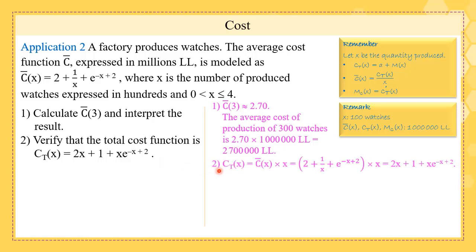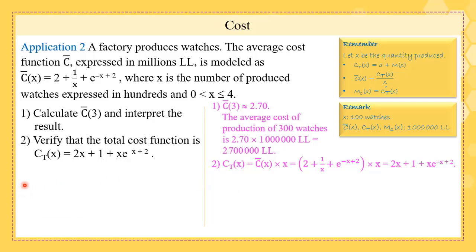In this part, we need to verify that Ct of x equals 2x plus 1 plus x e power minus x plus 2. We know that C bar of x equals Ct of x over x. Hence, Ct of x equals C bar of x multiplied by x, which is equal to (2 plus 1 over x plus e power minus x plus 2) into x. After we expand it, we get Ct of x equals 2x plus 1 plus x e power minus x plus 2.